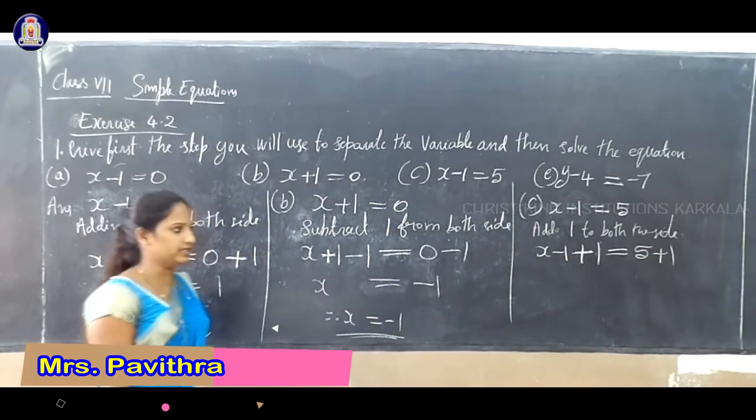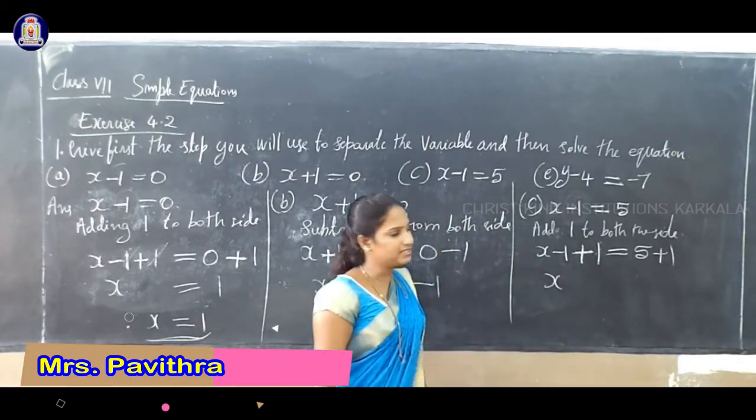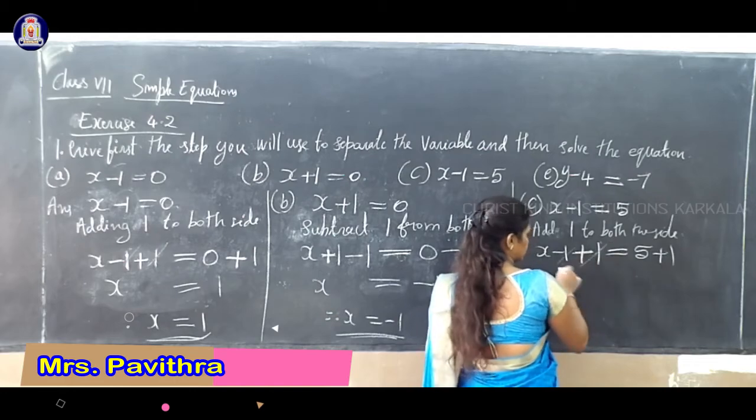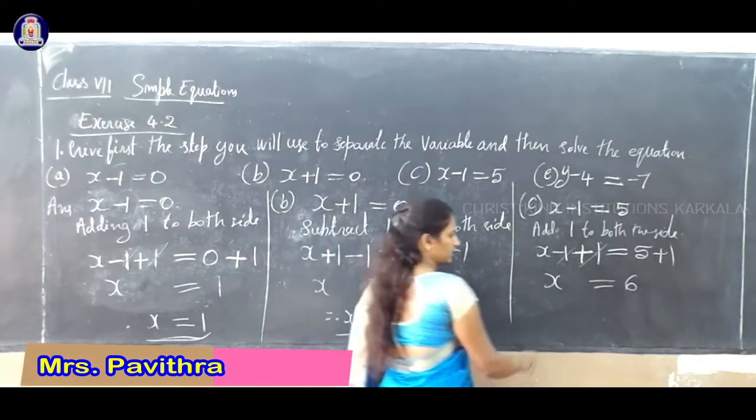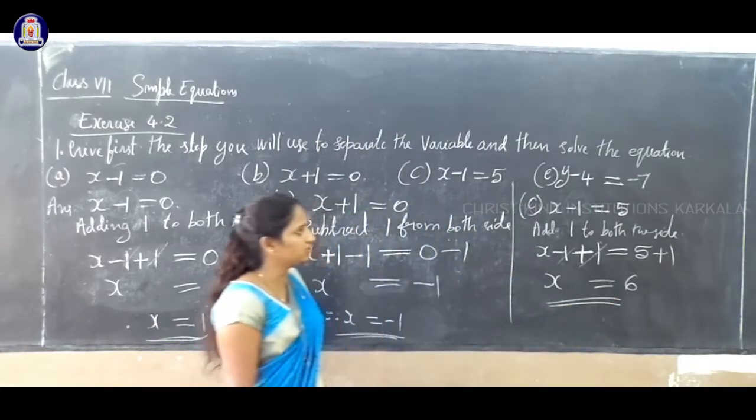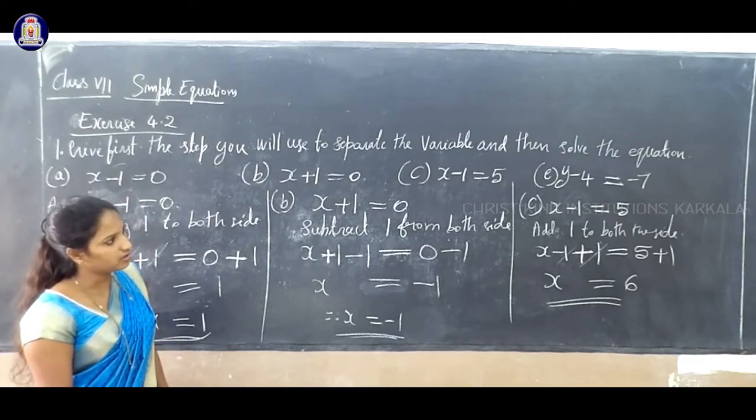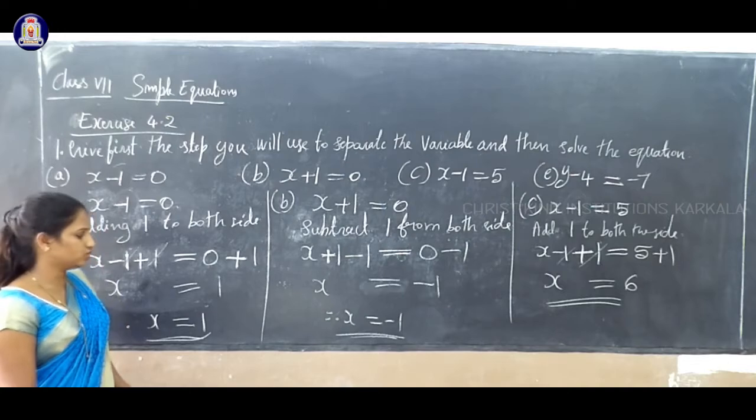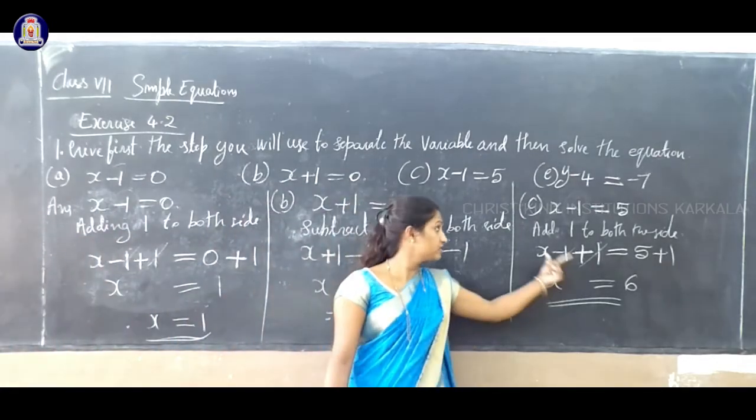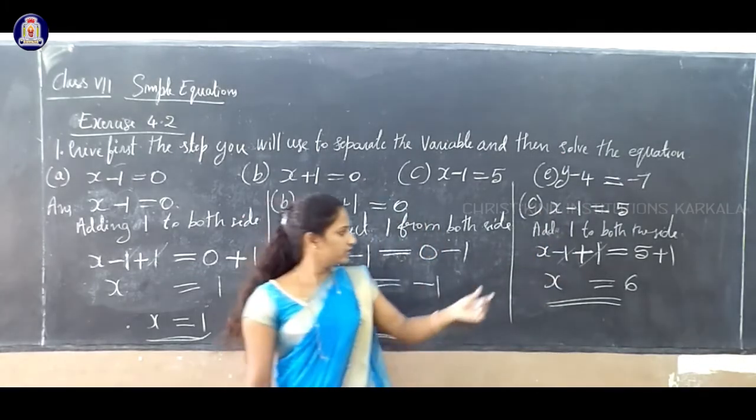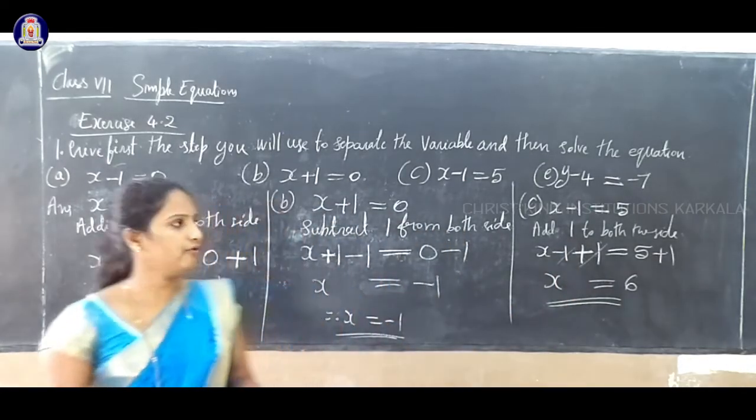Clear? So now what do we get? The x will be in the same place. Plus 1 and minus 1 will cancel. So how much is remaining? 5 plus 1, that is 6. So x is equal to 6 is the solution to that equation. Now here x is equal to 1, in the second question x is equal to minus 1, and the x value in the third question is 6. So here we separated the variable, and that's why we wrote the constant. Clear? Yes. Now fourth question.